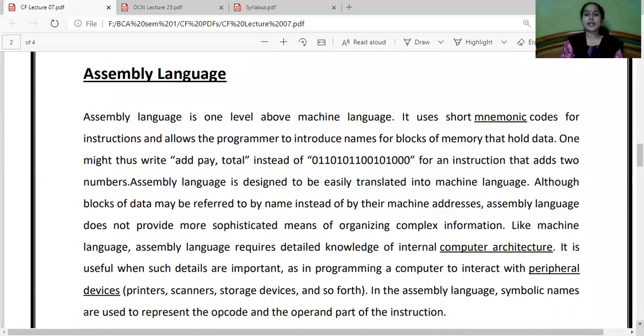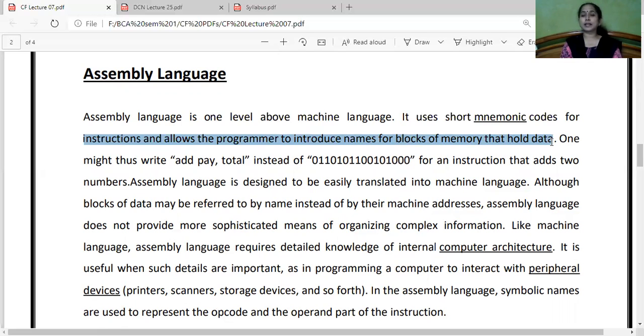Okay. Next category of language is assembly language, that is known as middle level language. Now, assembly level language is one level above the machine language. It uses short mnemonic codes. इसमें M silent रहता है. Pronunciation में आता है mnemonic codes for instructions and allows the programmer to introduce names for blocks of memory that hold data. Like assembly language में हम अपने हर एक block of memory को कोई नाम assign कर सकते हैं.